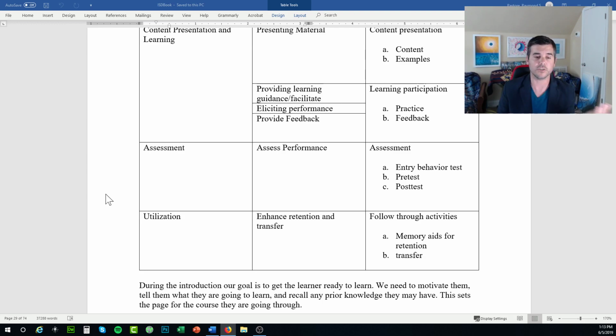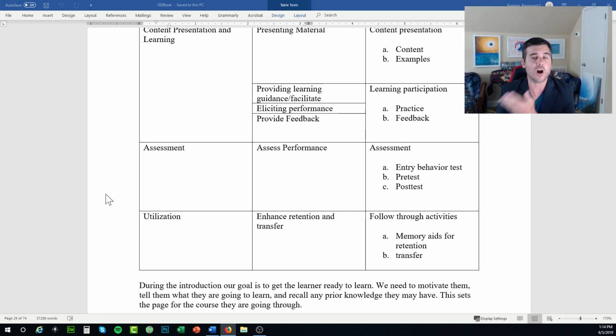Everything's in alignment. So if my objective was, as I read earlier, given a map of the United States, the learner will be able to identify the state of North Carolina, my content should teach the learner how to identify the state of North Carolina on the map, and my assessment should be assessing that the learner can actually do that.